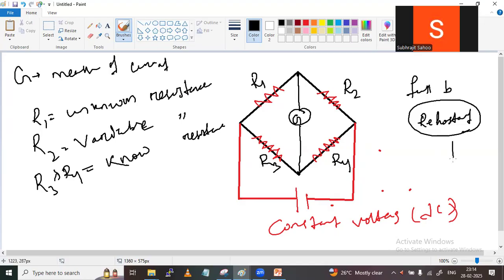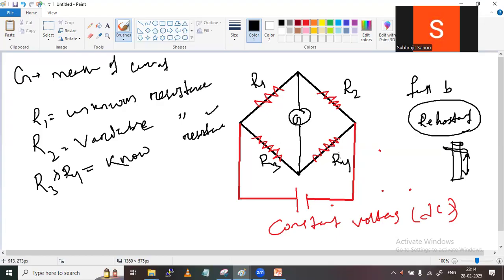That means like this, one slider will be there. If we move this slider in this direction or that direction, the resistance value will increase or decrease based on the movement of the slider, right? So we can adjust the resistance with the help of this variable resistance. That's why we have attached it here.